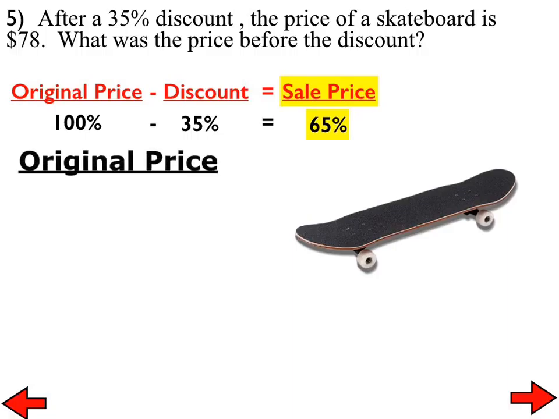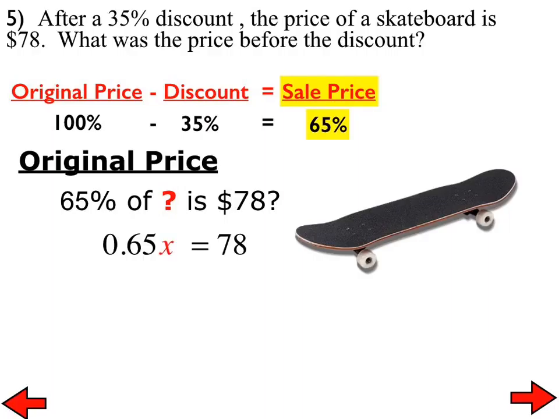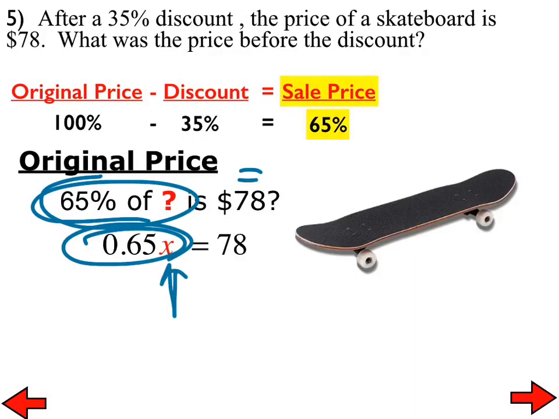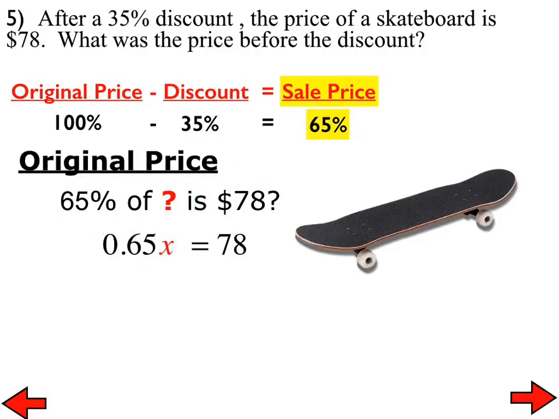Doing it the fast way looks like this. 65% of what? Of the original price is $78. So the original price this time is what we don't know. So your x is in the middle here. So far we've been multiplying these two and equaling this one. But this time we don't know what that is. You need to divide to find out. If you set it up as a proportion like Alina did, you're still using 65 because that's the percentage of the sale price that you're paying.